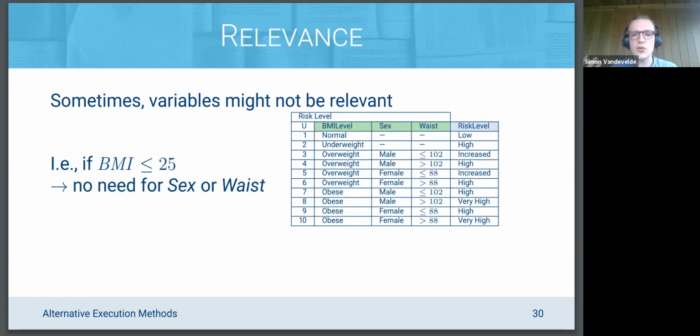Or if BMI is below 25, then we don't need to know sex or waist. And this is not something that we need to know in advance. We can use the knowledge in our model to derive this relevancy, right? Of course I could just write down in my chatbot, I could program it, if the BMI is below 25, don't bother asking sex or waist, but we're researchers, we want to go the full mile. So we should be able to detect those relevancy things on the fly, right?